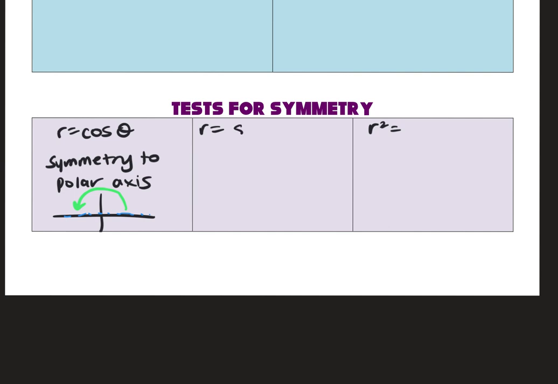If it has sine in it, then it's symmetric to the pi over 2 line, which was what was called your y-axis. So if I had something that was symmetric to the pi over 2, I would plug in something from the right side of my graph, and then I would flip it over the y-axis or the pi over 2 line. The pole is the origin, the point in the middle.